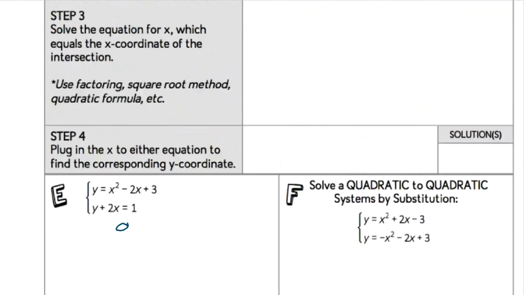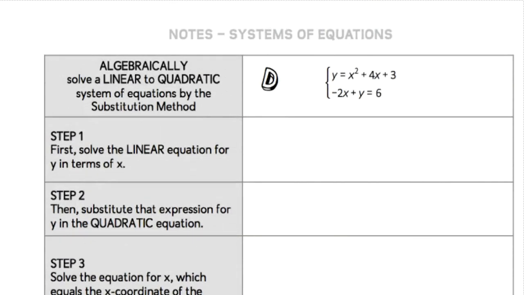Next up, we are going to go through a similar process, but this time we're going to algebraically substitute with a linear and a quadratic system of equations. And so the last ones that we were doing were linear and linear. Now we have linear and quadratic. So step 1 here is to first solve the linear equation. So making sure you're focusing on that linear equation for y in terms of x.